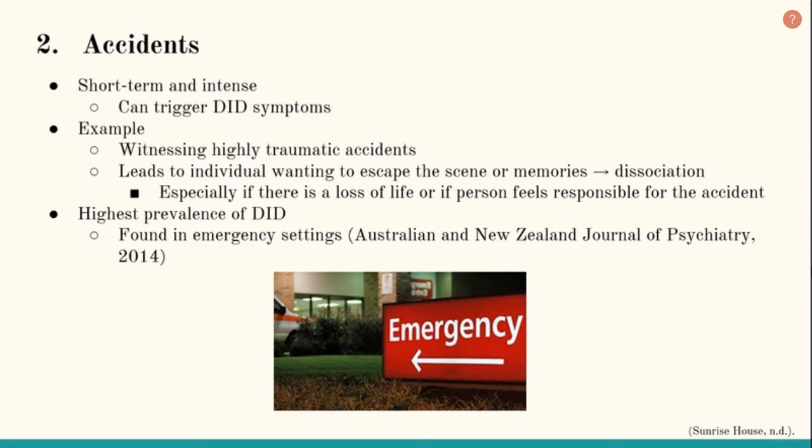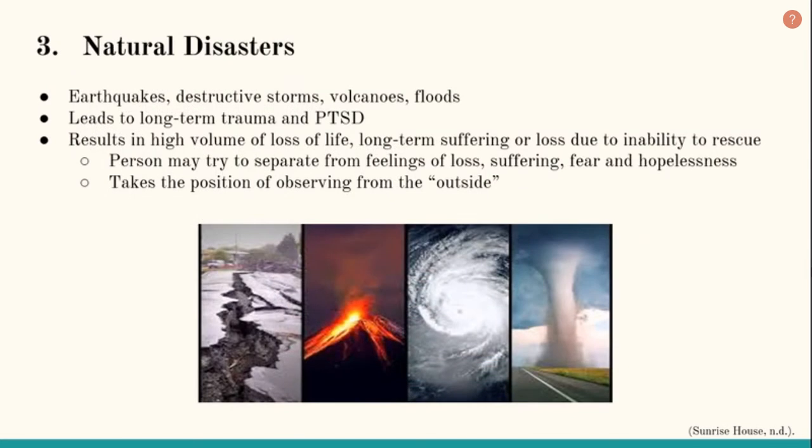According to the Australian and New Zealand Journal of Psychiatry, the highest prevalence of dissociative identity disorder is in the emergency setting. Cause number 3 is natural disasters. These occurrences are similar to the accidents that we mentioned previously.